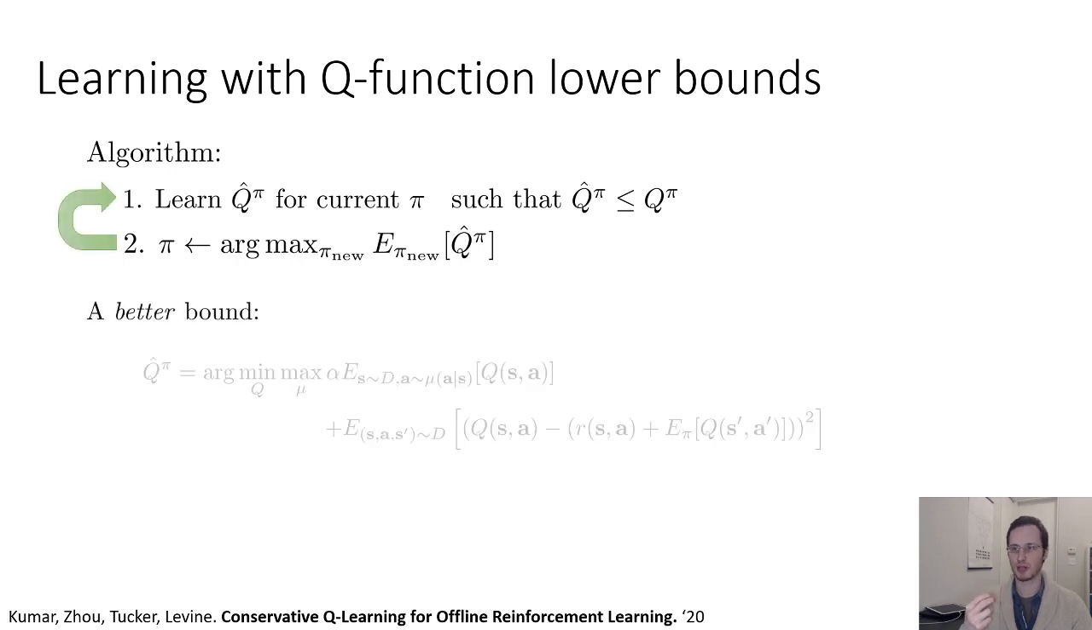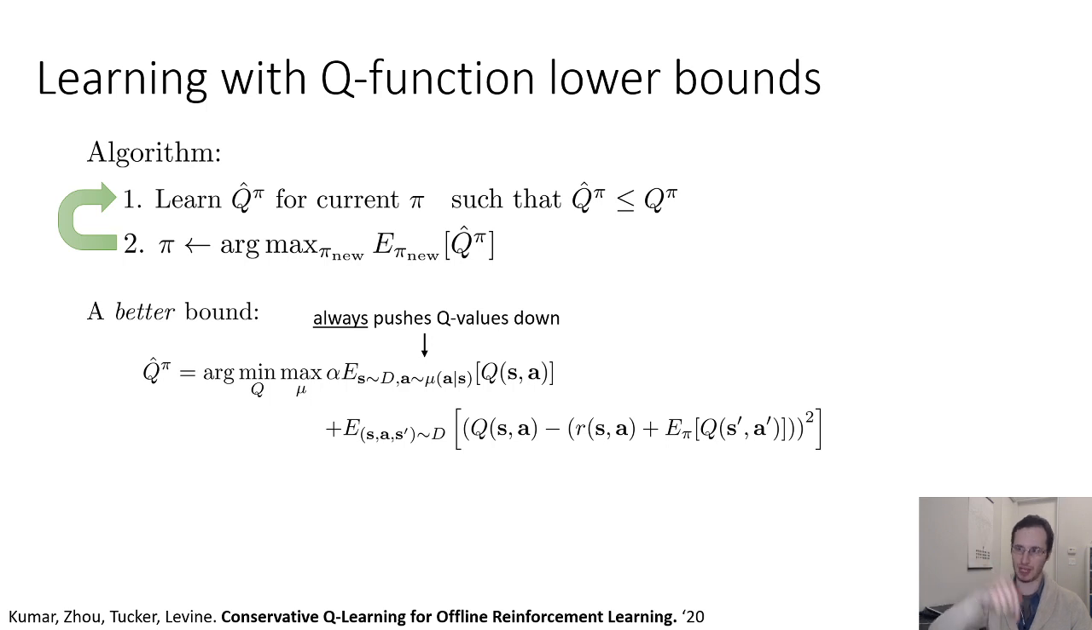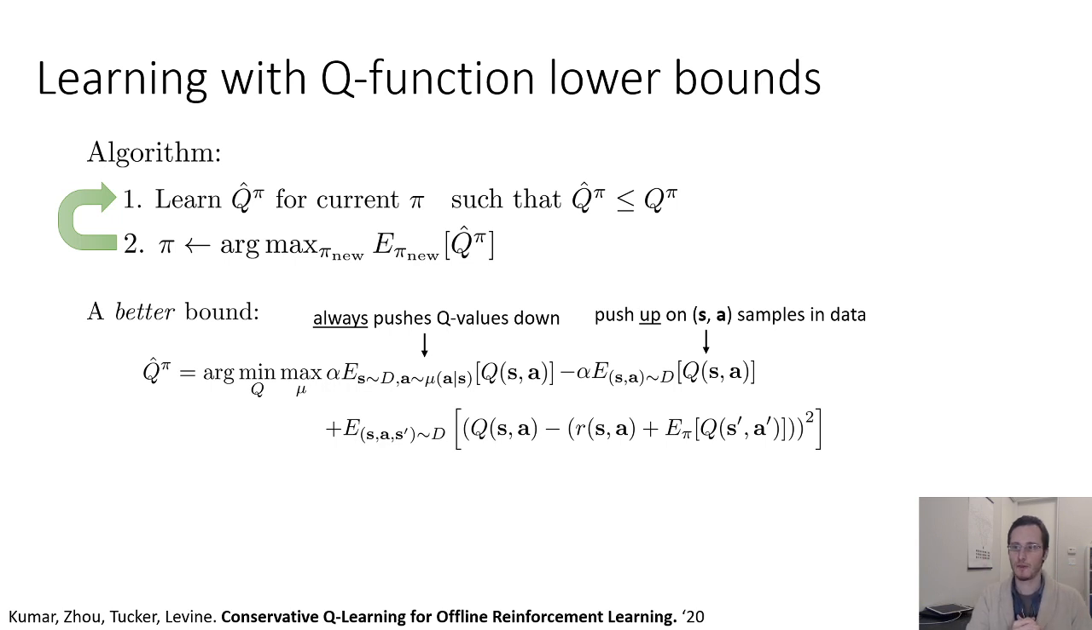In fact, we can develop a better bound. If we modify this regularizer, which always pushes down on Q values, with another term that always pushes up on the samples in the data. This might seem strange at first because we're trying to combat overestimation, and for some reason we're actually pushing up on Q values. But if the high Q values are all for points that are in the data set, these two terms will cancel out. So the only time when mu will actually push down on Q values is when it finds high Q value actions that are outside of the training set.